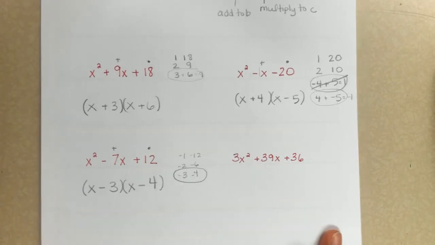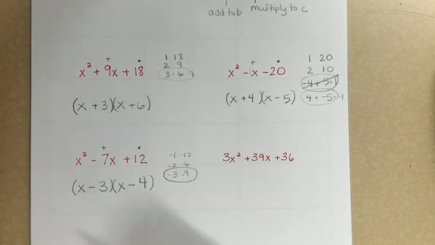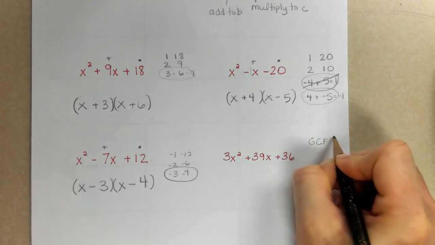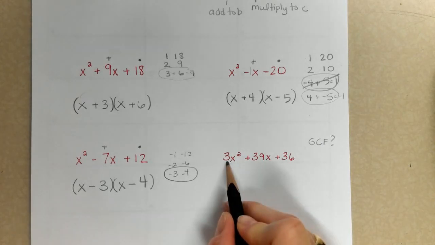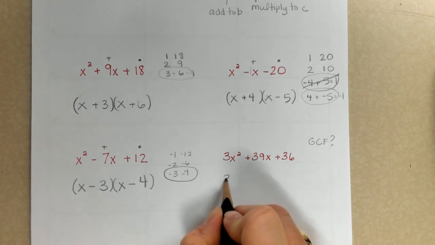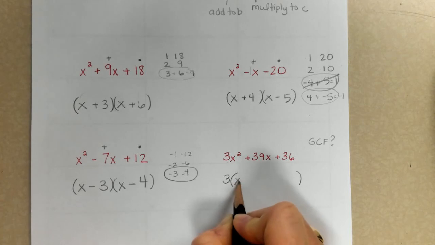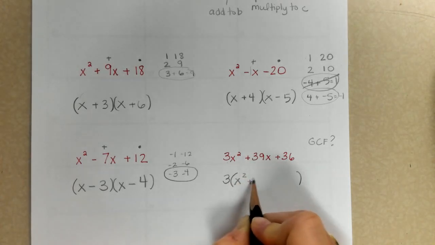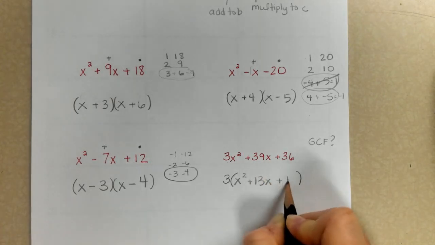Alright, now this final one looks super scary, right? And hey, what happened to there being a 1 in the front? Remember, always look for what is the greatest common factor. All of these numbers can divide by 3, can't they? So what if I factor out a greatest common factor and leave myself an x squared? 39 divided by 3 is 13x, and 36 divided by 3 is 12.